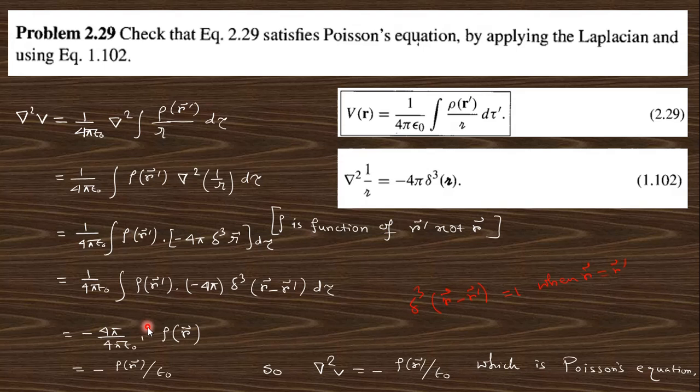Do this calculation yourself, and if there is any problem, you must comment in the comment box. Okay, so that's it for today.